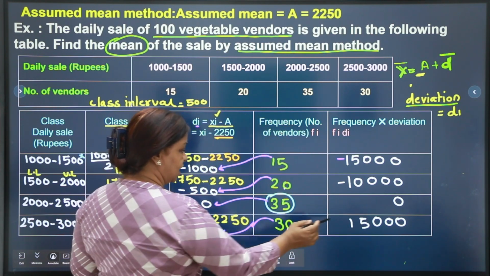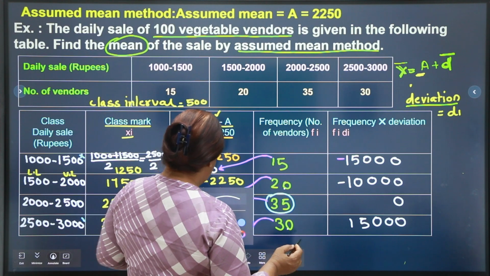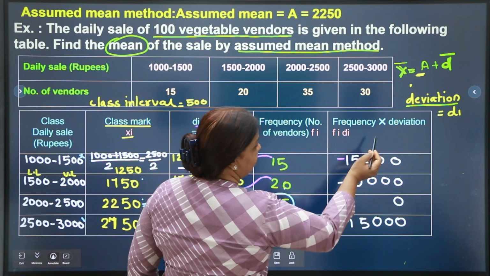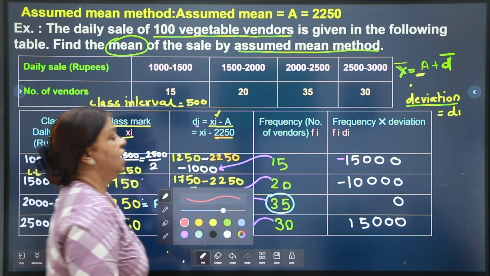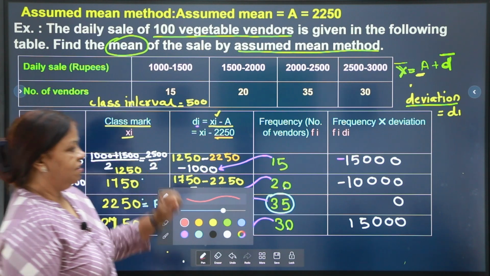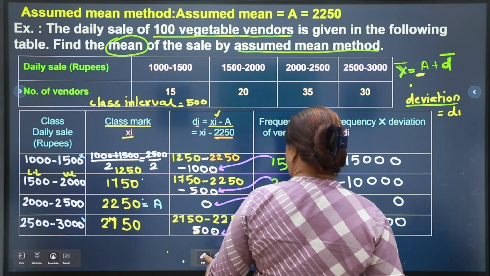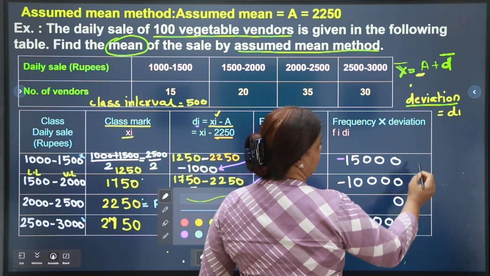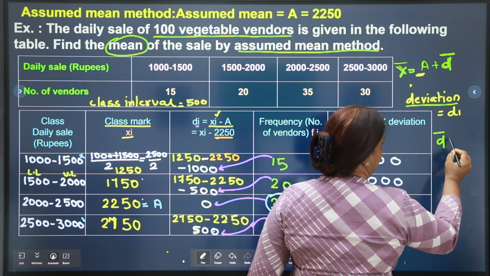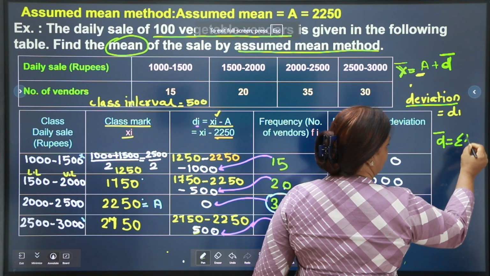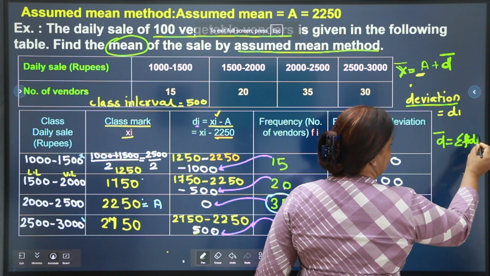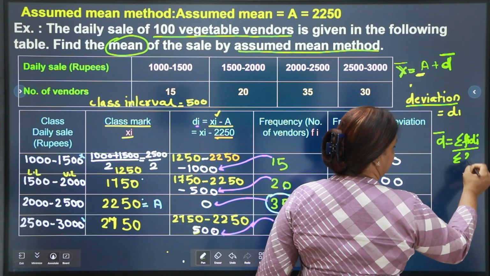Now if you go to see, it is plus 15,000 and this is minus 15,000. We have to find out bar d value first. How to find out bar d? Bar d is summation of Fi di upon summation of Fi.